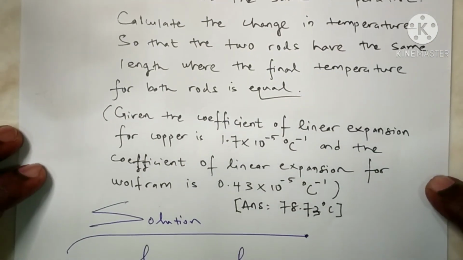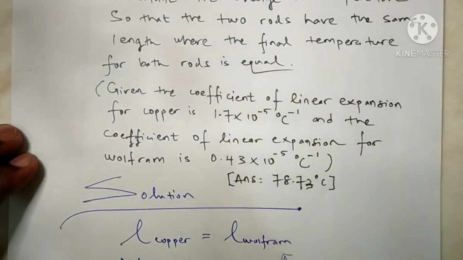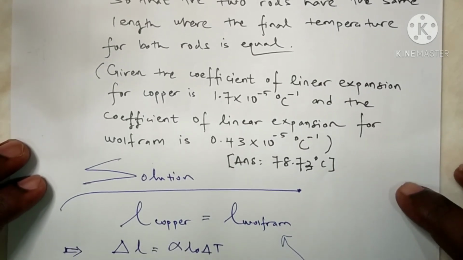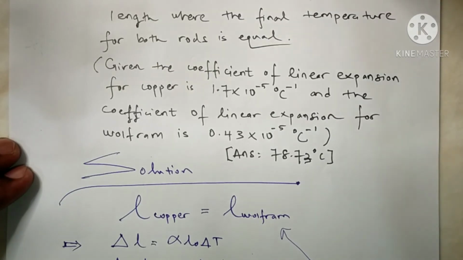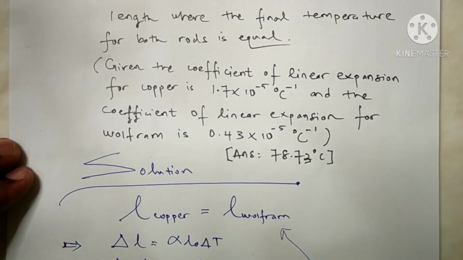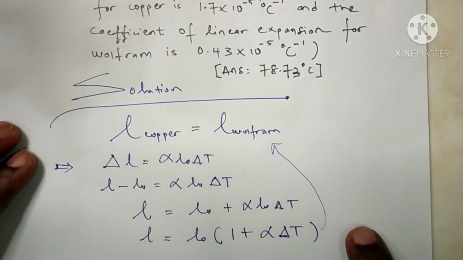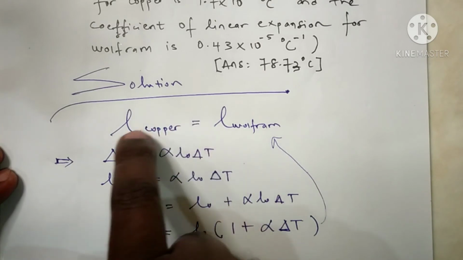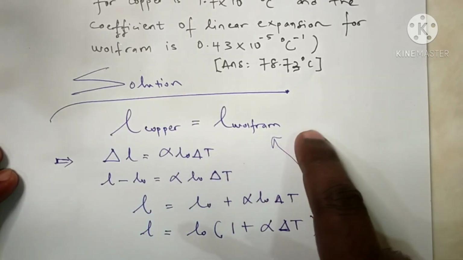According to the question, the length of copper equals the length of wolfram. By using the formula change in length equals alpha times L naught times del T, where alpha is the coefficient of linear expansion, you will get the equation in this form. When you expand this, you will get this. And we are going to use this equation to solve this problem.